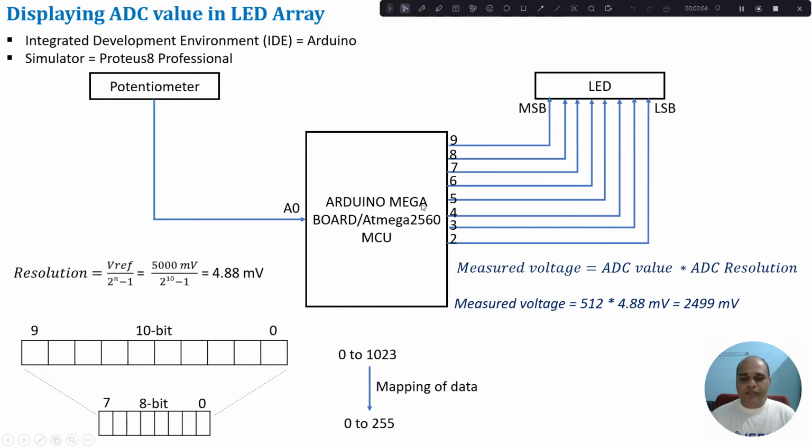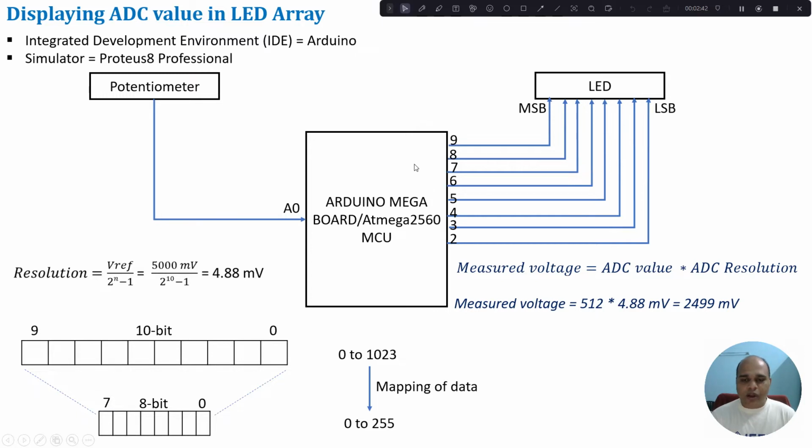This Arduino Mega Board has a 10-bit ADC. 10-bit ADC means the result after the conversion process will be of 10 bits. This 10-bit result we are trying to display on an LED. For that, we are going to map this 10-bit result into an 8-bit result and output that 8-bit value to the LEDs connected to pin number 2 to pin number 9. There are a few things we need to understand to follow the program better.